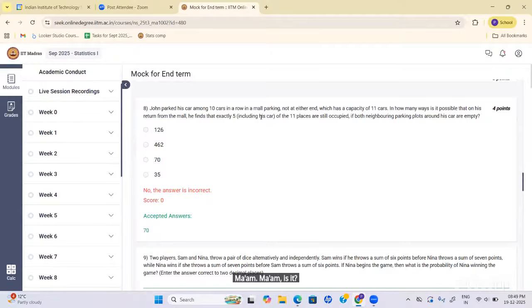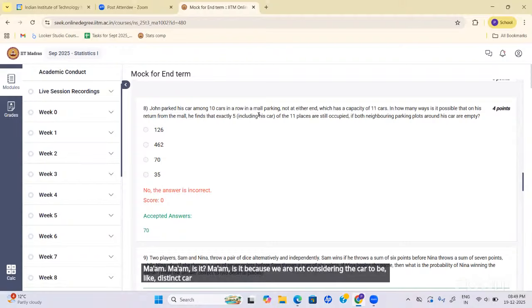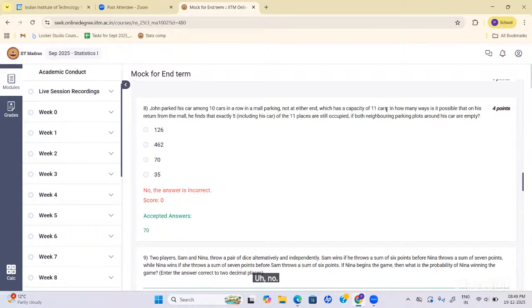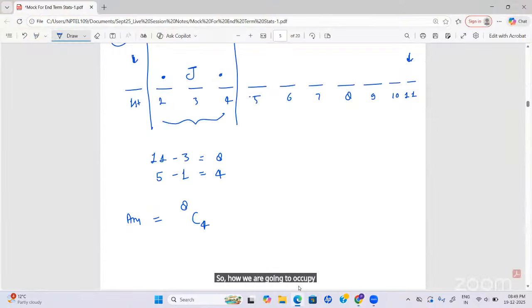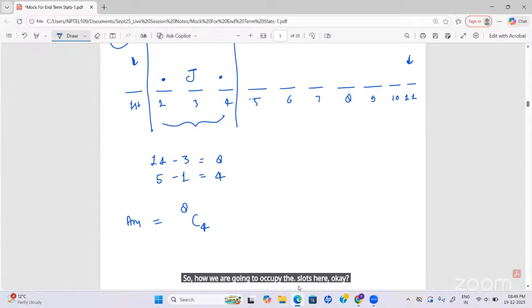Ma'am, is it because we are not considering the cars to be distinct? We are just considering John's car and other cars. Is it because we are not considering the arrangement? No, see, the question asked is that we want to know the slots that are occupied, not the cars. In how many ways the 11 places are occupied. So how are we going to occupy the slots here? This is the only thing.